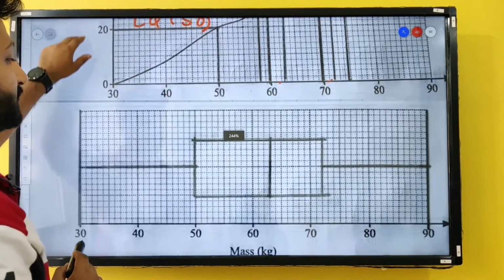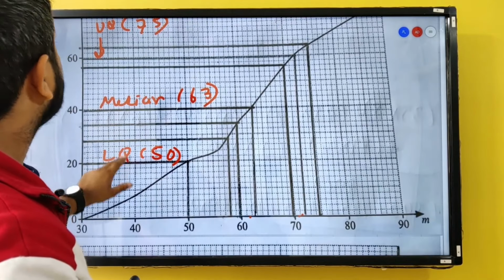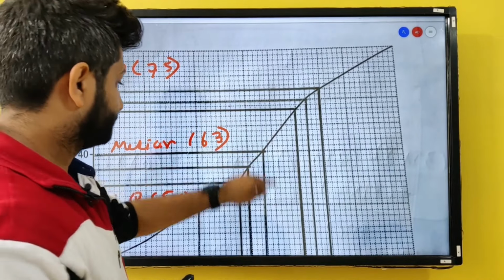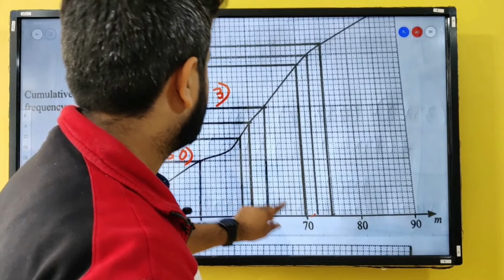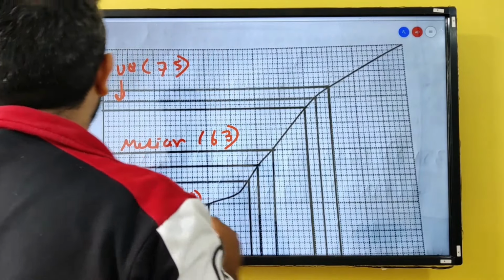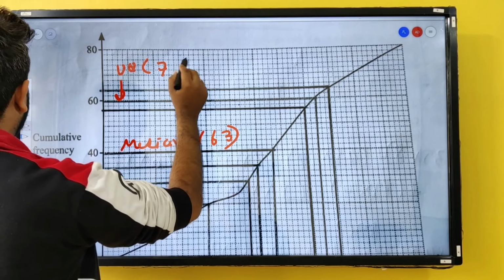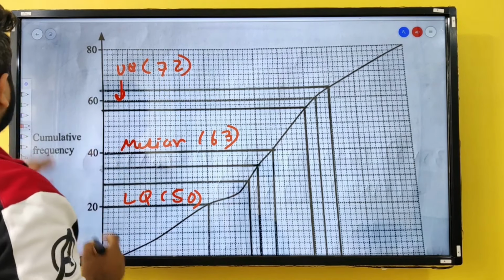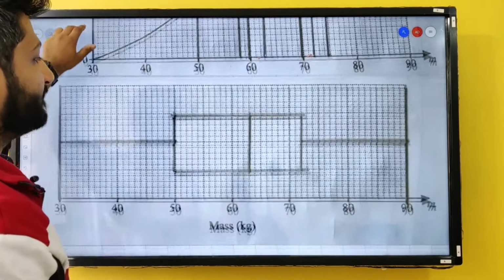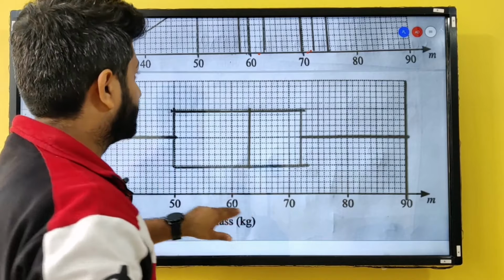So you will draw your box and whisker plot using this concept. Just a second, guys. It is not 75. Sorry, it is 72. I have misread this reading. This is of the next part of the question. So my upper quartile is not 75 actually, it is 72. Using this information, I have drawn the box and whisker plot.